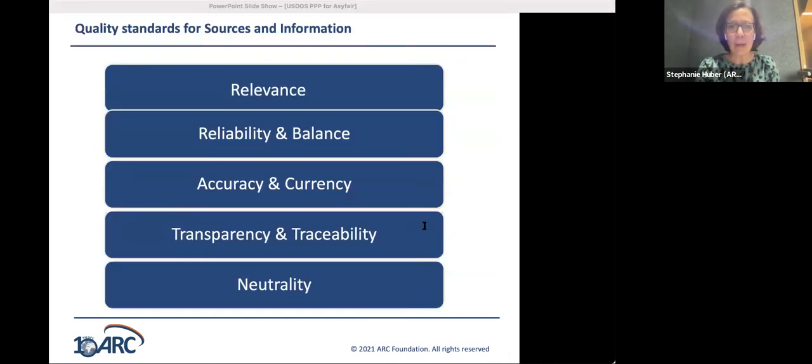So as you know, COI is an important element in the asylum process, as it helps to evaluate whether there's a well-founded risk of persecution or serious harm if the person would be returned to his or her country of origin. As Femke touched upon in her presentation, there are 5 main quality criteria or principles for researching COI, but also for presenting the research results. And these should ideally also apply to the assessment of COI by a decision maker. So these are relevance, reliability and balance, accuracy and currency, transparency and traceability, as well as neutrality.